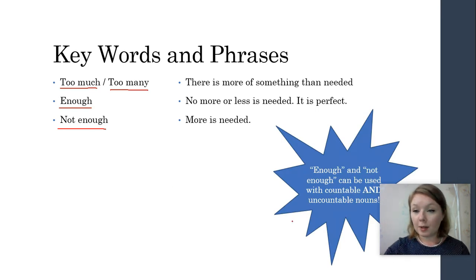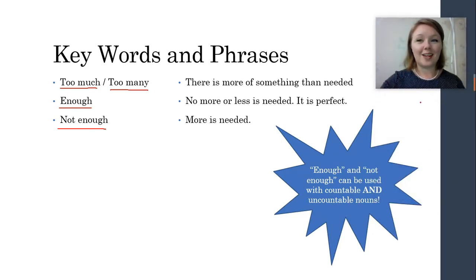Okay, it's important to note that the words enough and not enough can be used with countable nouns and uncountable nouns. Remember that much and many are special, right? Many is for countable nouns. Many books, many students, many problems. Much is for uncountable. There is too much pollution. There's too much crime, right? There's so much water in the ocean, right?